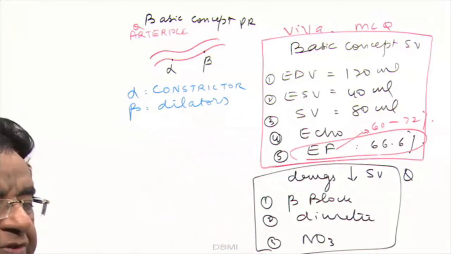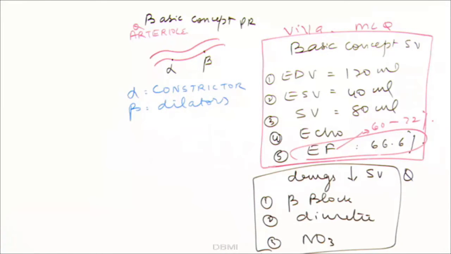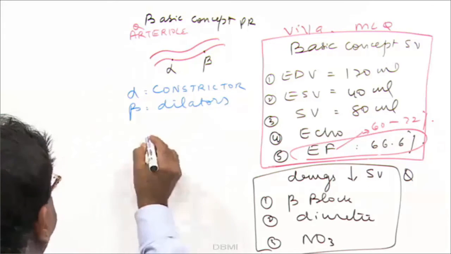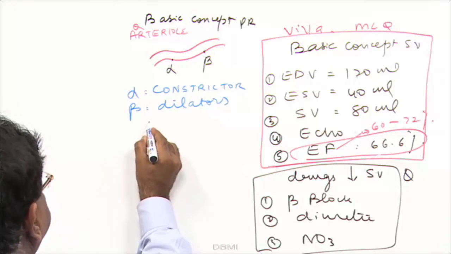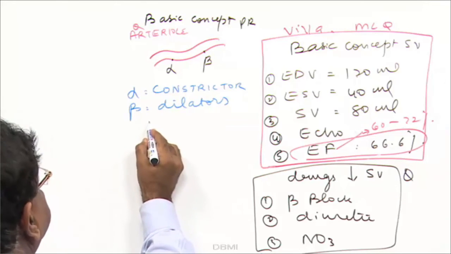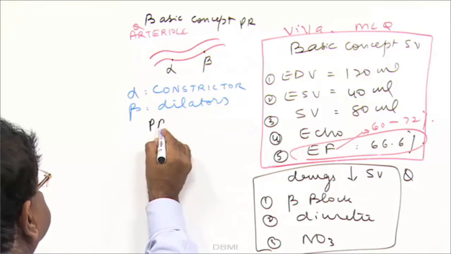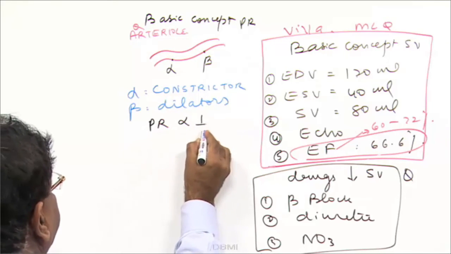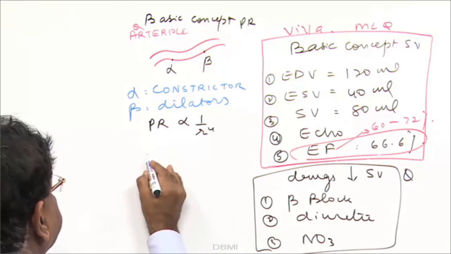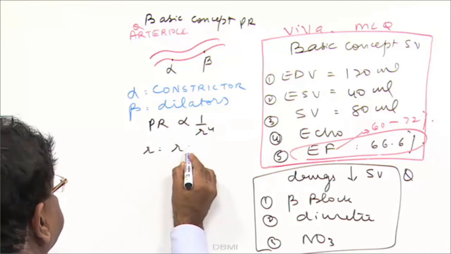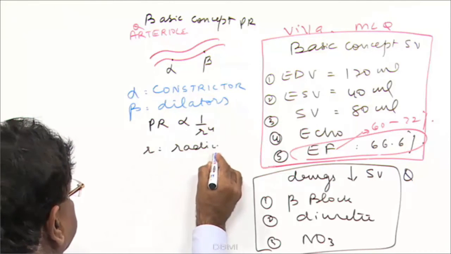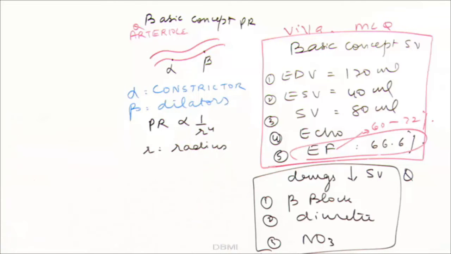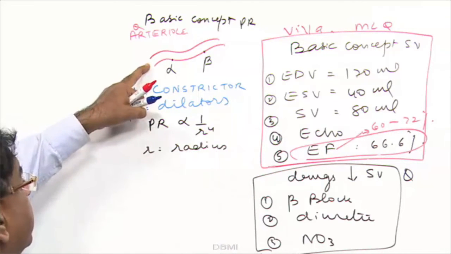Alpha receptors, if stimulated, are going to constrict the arteriole, and beta receptors are the dilators. And a very important point: peripheral resistance is 1 by r to the power 4, where r is the radius of the arteriole.